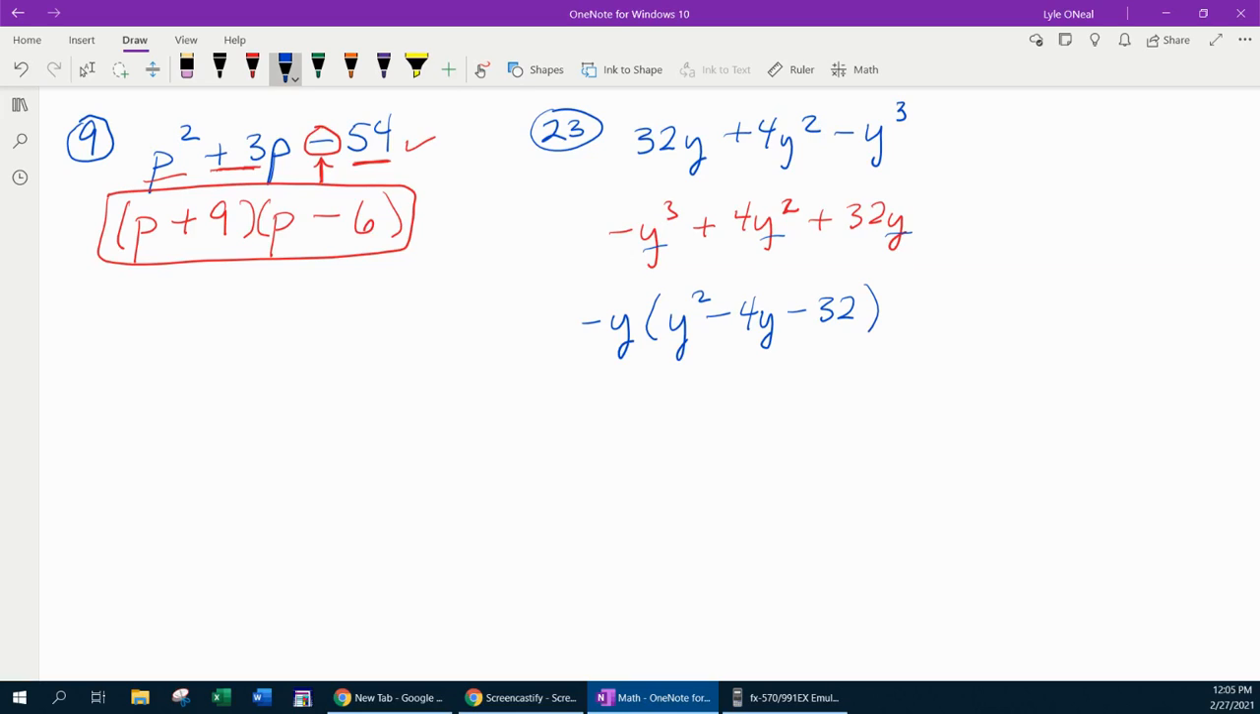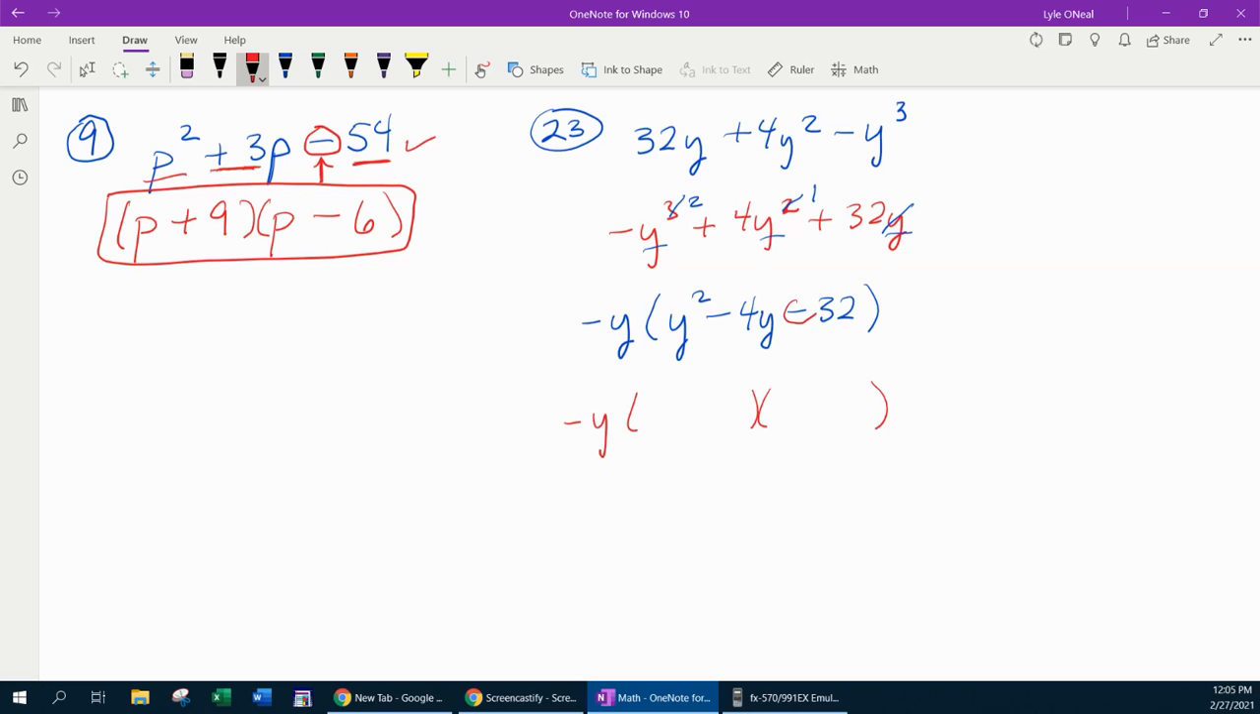So notice that everybody lost a y. 3 becomes 2, 2 becomes 1, 1 becomes none. And did you notice that every sign changed? When you factor out a negative, it's super easy to just remember change the signs. Now we need to consider the stuff that's left over inside the parentheses. And so here we do have a standard trinomial. So we're going to try to factor that further.